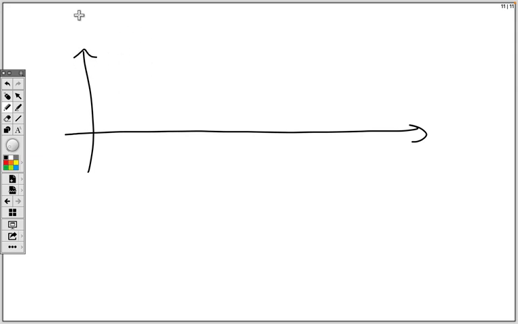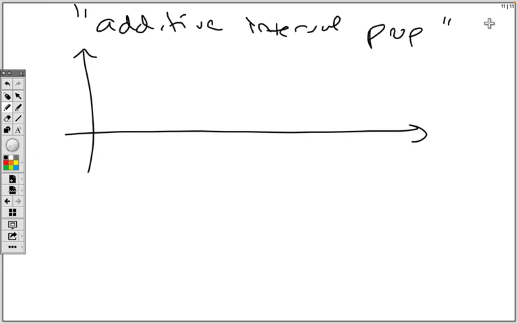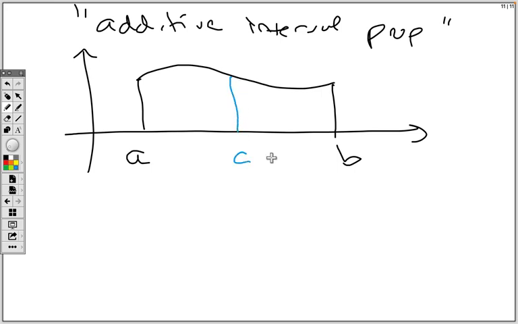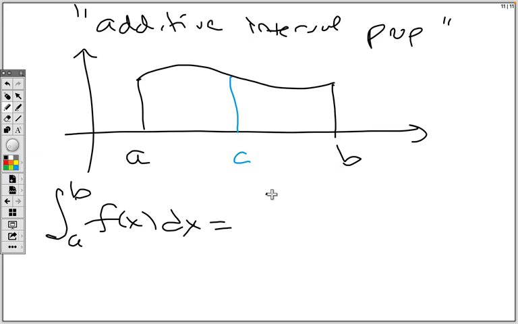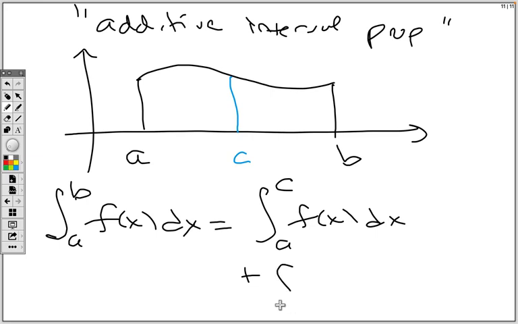We had something called the additive interval property. The additive interval property looked like this. Let's say you got yourself a continuous function over a closed bounded interval [a, b]. And let's say you got c in there. Then the integral from a to b of f of x dx could be calculated by integrating from a to c of f of x dx plus c to b of f of x dx.